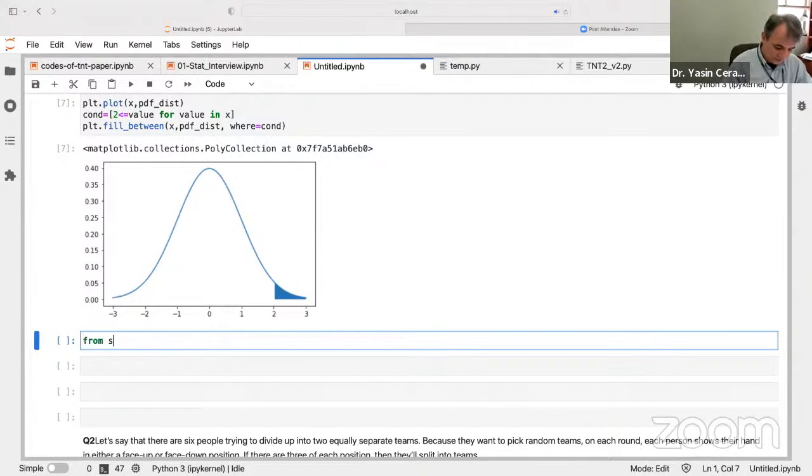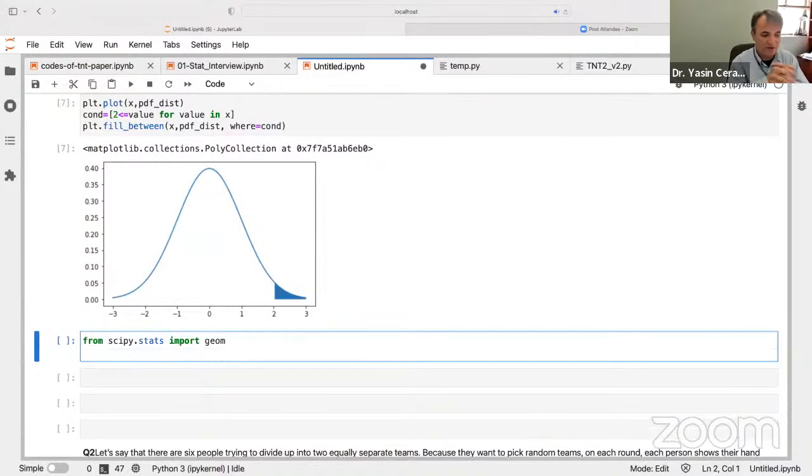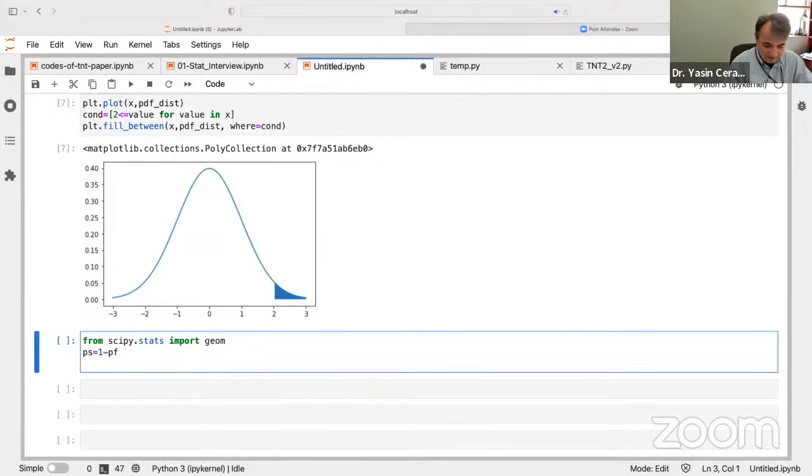So from scipy.stats, I'm going to import the geometric distribution. As you will see in a moment, it's going to be very easy to solve this problem. So PS, this is the probability of success, 1 minus PF. I explicitly define PS so that you know which one I'm using. And now here is the solution.